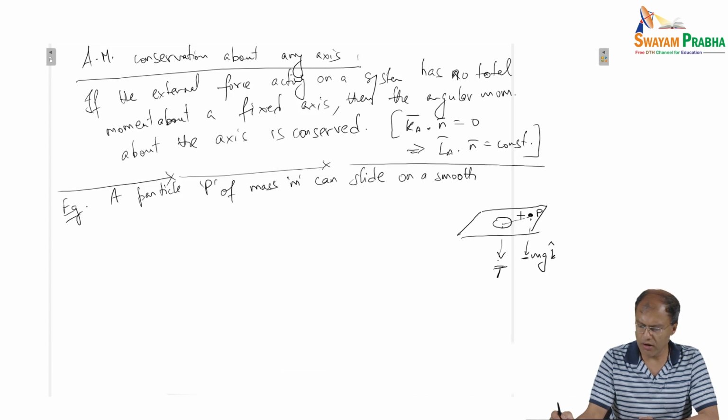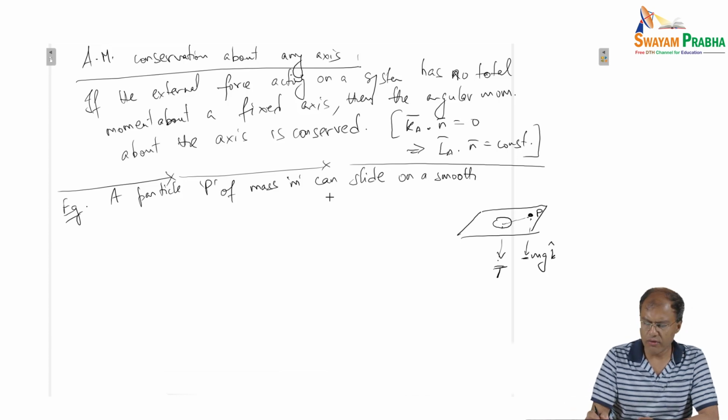So then all we have to find is the velocity of this particle and the tension in the string, right? So let us now write the statement. It's sliding on a smooth horizontal table.